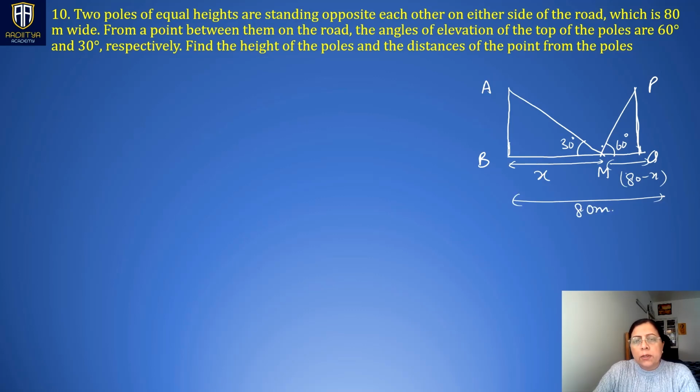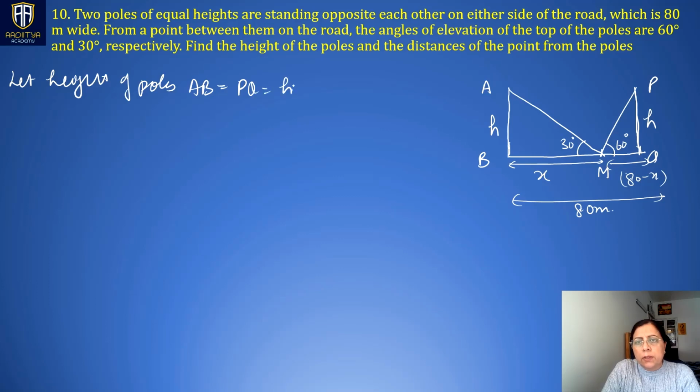I hope this is clear. So I've assumed that this M point is somewhere between B and Q, so that BM becomes x. So the rest of the portion MQ becomes 80 minus x. And since the heights of the two poles are equal, I'm assuming them to be h. Let the height of poles AB equal PQ equal h meters. Both the poles are of the same height.